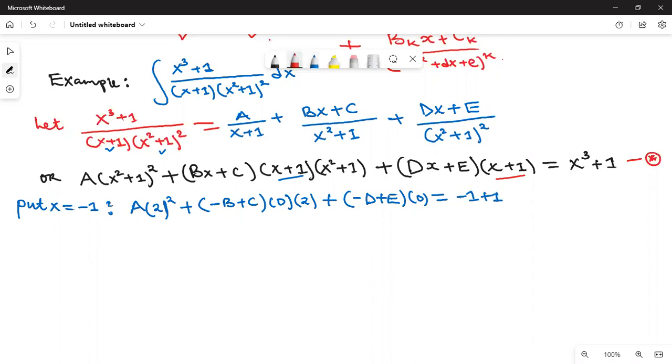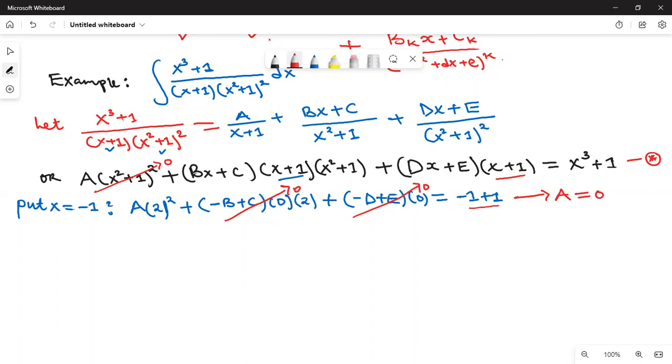So what do you realize? That this term will vanish, that is 0. Even this will vanish. We only have 4a equals 0. So from here, because -1 plus 1 is 0, that will give us 4a equals 0, which means a must be equal to 0. Now, because a is 0, I don't even need this term. So our reduced equation star will now start from bx plus c times x plus 1 times x squared plus 1, plus dx plus e times x plus 1.